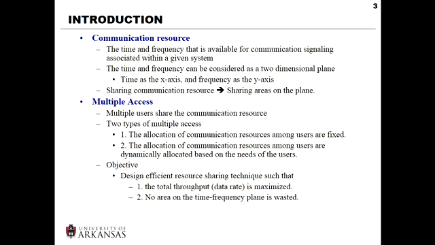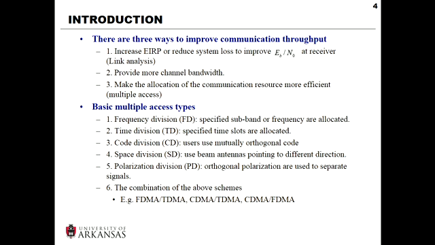Okay, and one of the key things for the design of the 5G wireless communication systems is how to efficiently utilize the limited wireless spectrum. We don't have that much spectrum, and how do we increase the efficiency of the spectrum utilization? Okay. So there are three ways to improve the communication throughput. And the first way is to increase EIRP or reduce the system loss to improve Eb/N0 at the receiver.